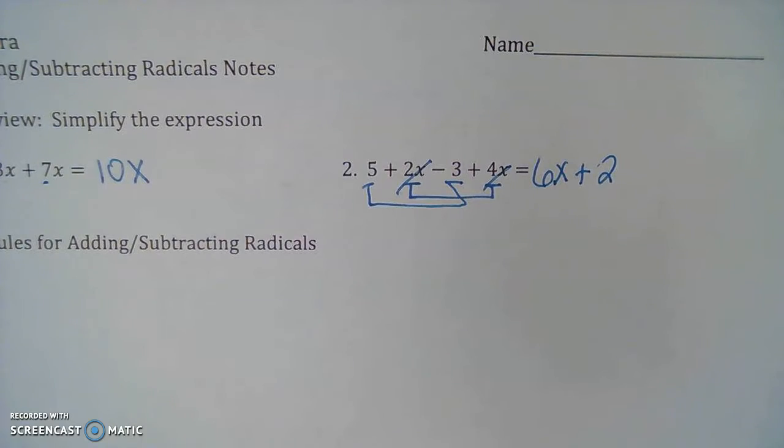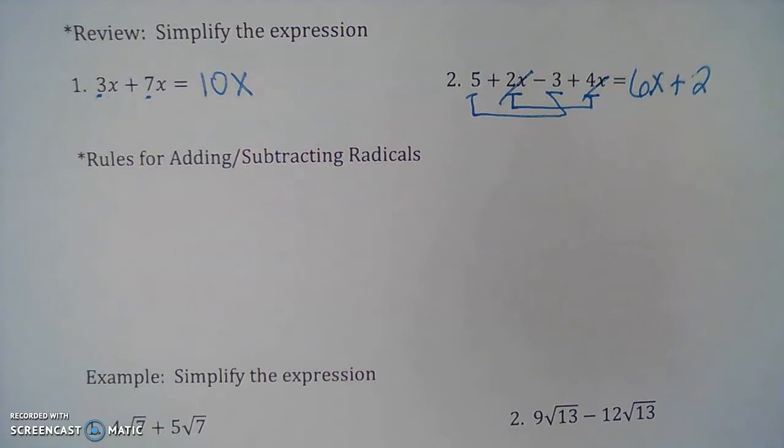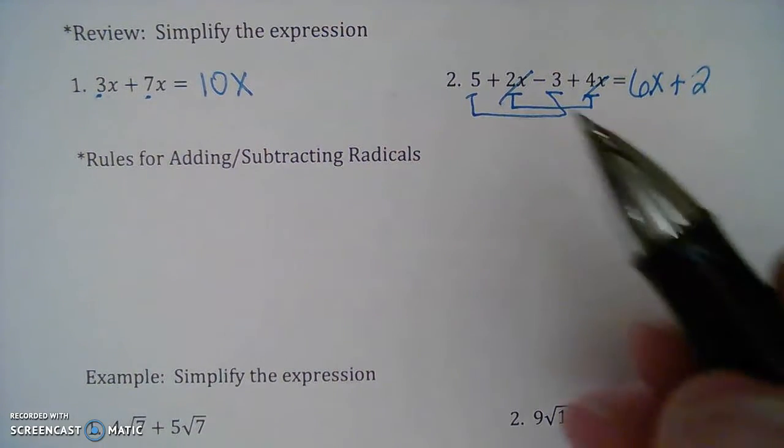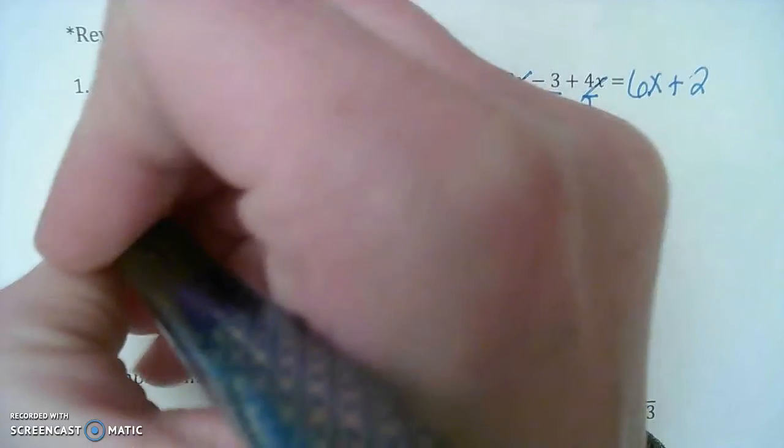So just reviewing what it's like to match up like terms and combine them. If it's an addition, add them. If there's subtraction, then subtract them. So when you are adding and subtracting radicals, you can only combine terms that have the same number under the radical sign.